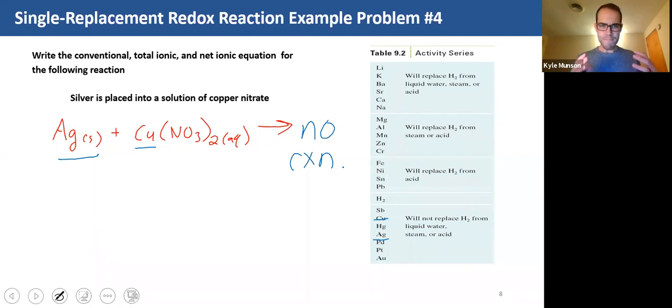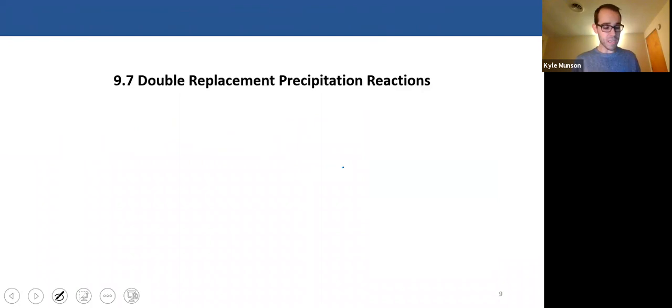So I think that's it for this section. It is, and hopefully that makes sense. We're going to go into double replacement precipitation reactions, which again is just building on things that we already learned, but it's going to add a little wrinkle to it. So I'll see you there.